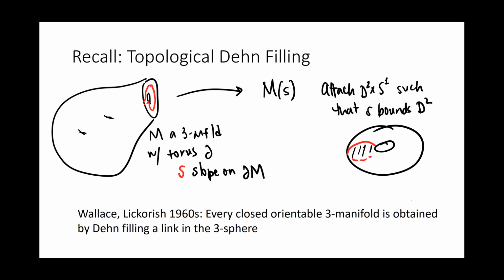Just a quick reminder of what topological Dehn filling is. When you have a three manifold with torus boundary and you have a slope on that torus, well, I should say this should be one torus boundary component. You could have other boundary components off here doing other things. But you take a slope on this torus, and then you attach a solid torus to it so that the slope bounds a disk. And Dehn filling has been an important tool in three manifold topology since the 1960s, when Wallace and Lickorish showed that every closed orientable three manifold comes from Dehn filling.